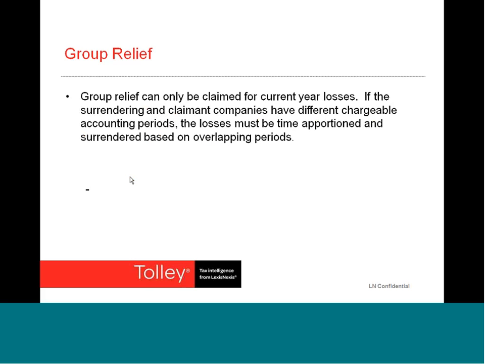Right, what else do I want to say? Group relief. Group relief can only be claimed between group companies for current year losses, and that's between a surrendering and a claimant company. And if those companies have got different chargeable accounting periods, you have to time apportion, because we want the loss, the current loss, to be matched against current profits made at the same time.